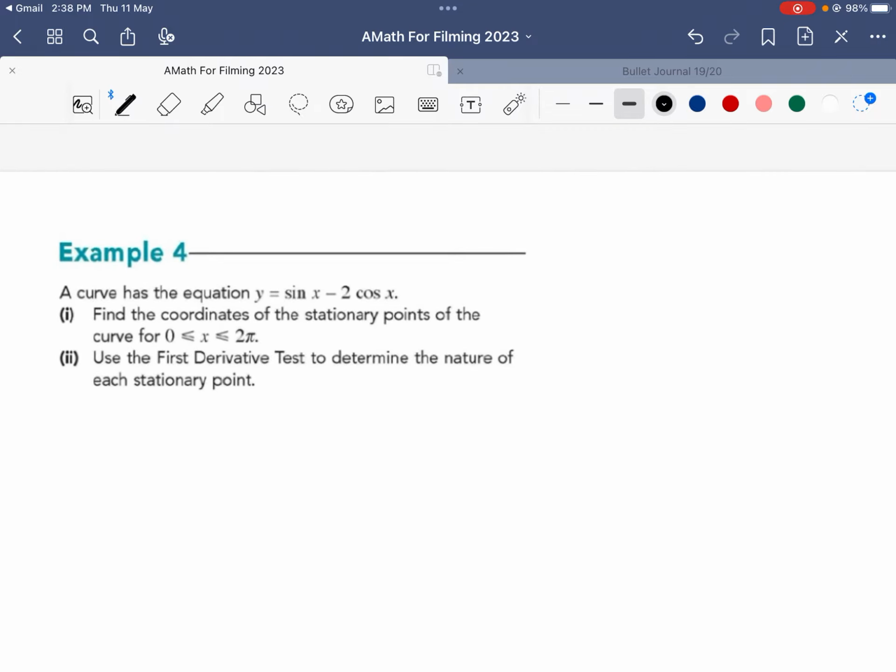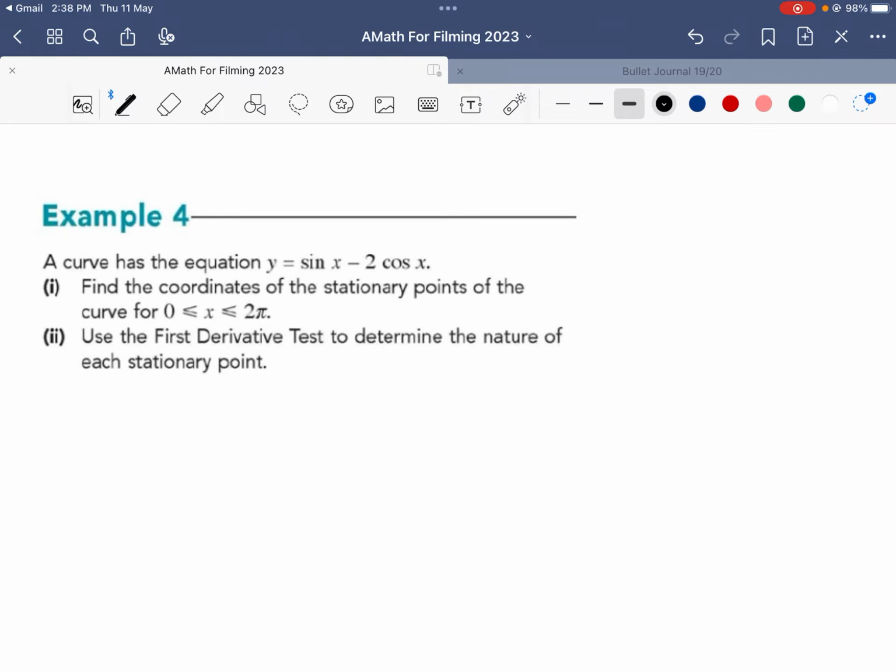Okay, one final example for this 15.1 and we are done. For 15.1 we have example 4. In example 4, we are going to use these trigonometric functions and their derivatives to solve what we've already solved earlier, for example, in our maxima minima problems and for our stationary points as well. So, a curve has the equation given by y equals sine x minus 2 cosine x. Find the coordinates of the stationary points of the curve.